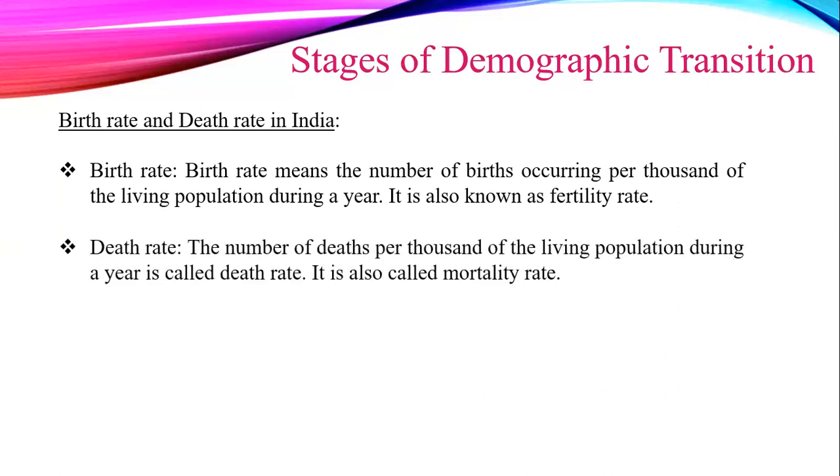And what do you mean by death rate? The number of deaths per 1,000 of the living population during a year is called death rate. It is also called mortality rate.